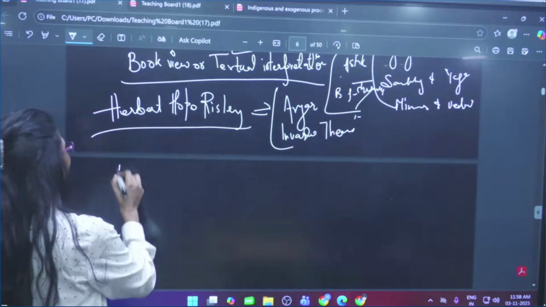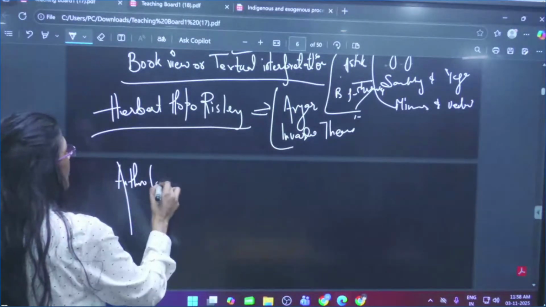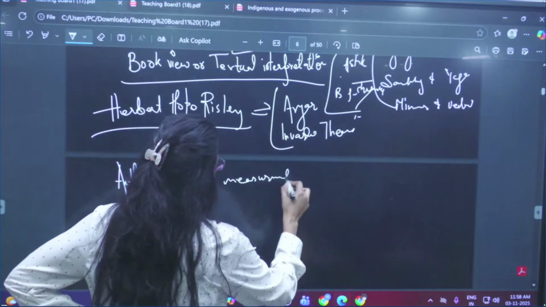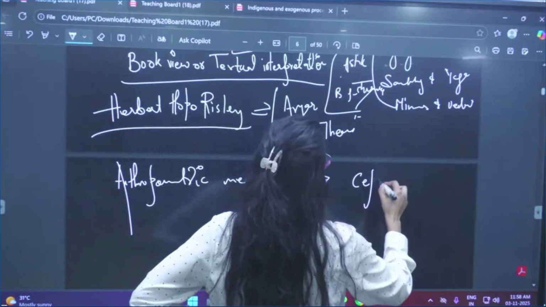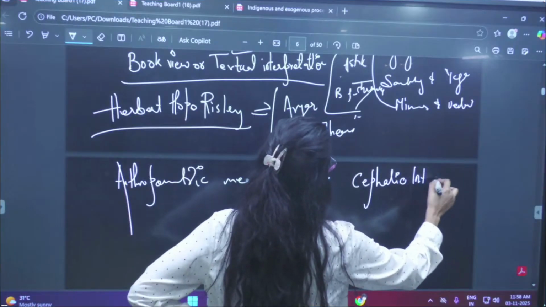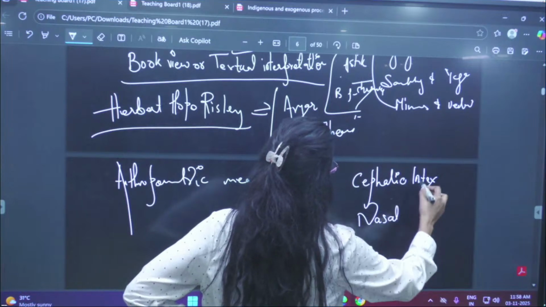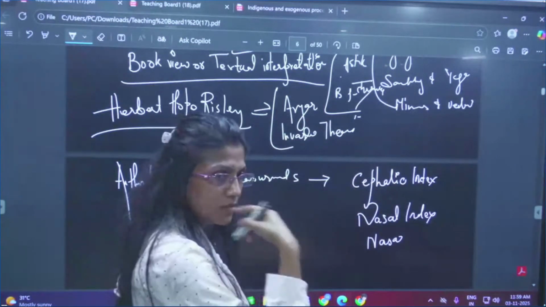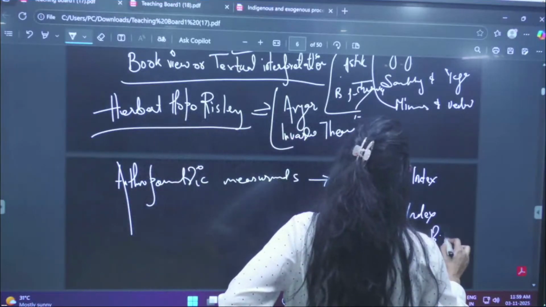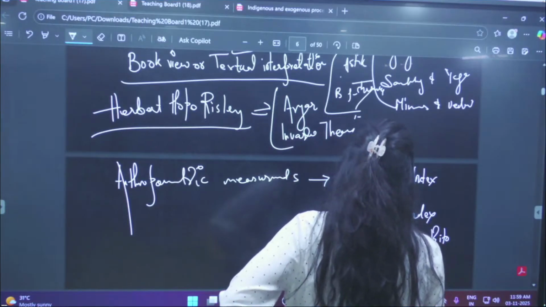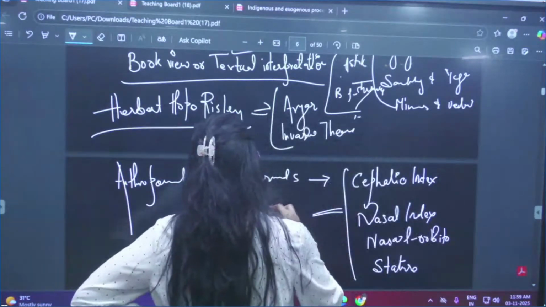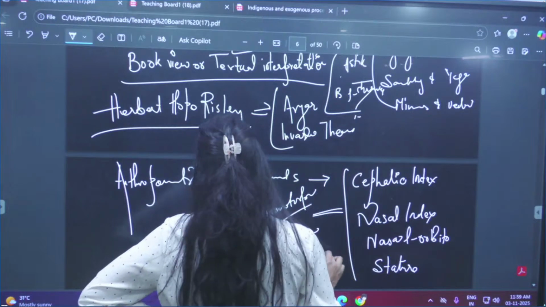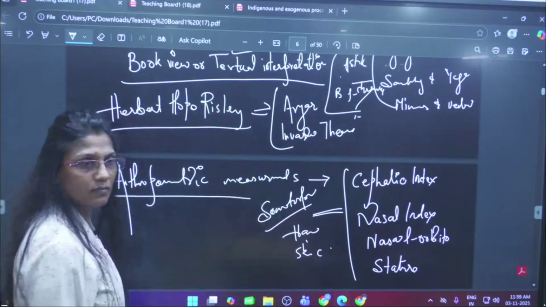So what he did, Herbert Hope Risley took anthropometric measurements to classify Indians, right? So he did the cephalic index, he took the nasal index, the nasal orbito index, so the line between your nose and your eyes, and also your stature. And he also used some somatoscopic features, like hair, skin color, right? And then he classified the Indian population. What are they?